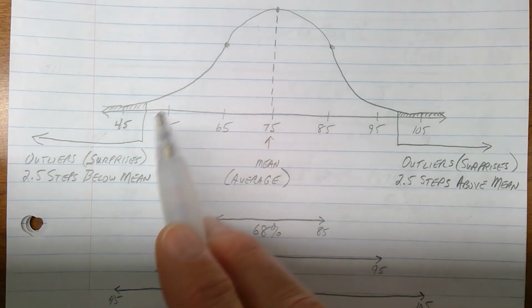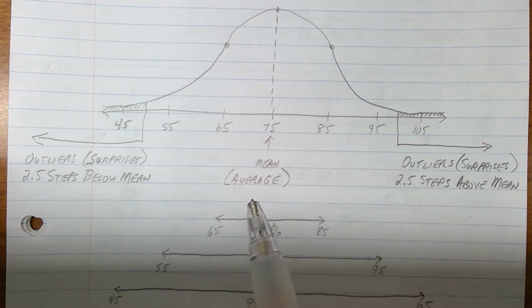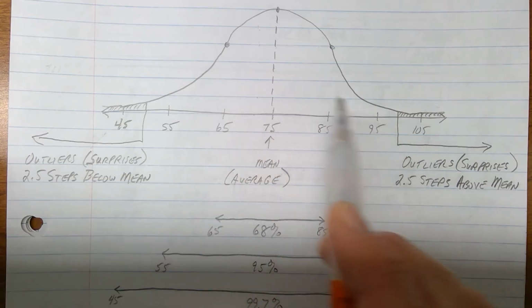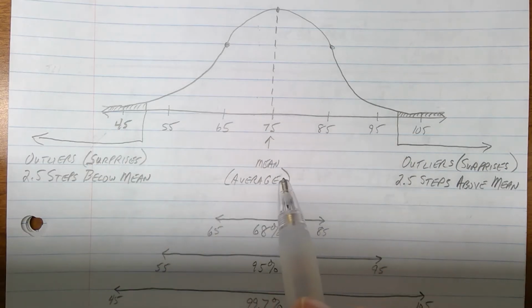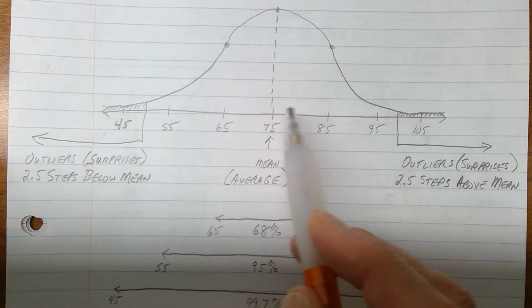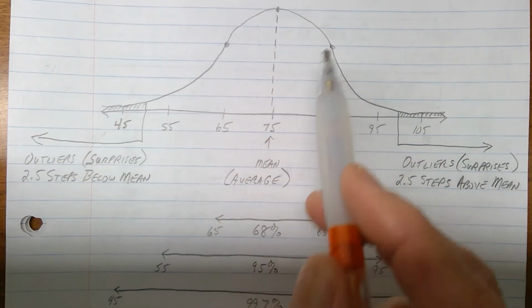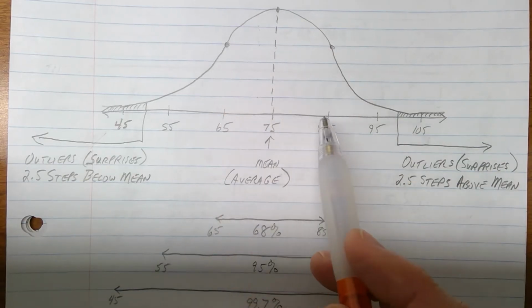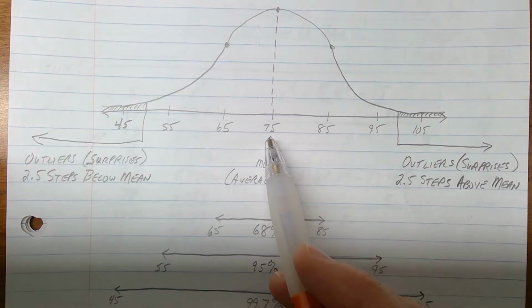Now this covers almost everybody in the room. If there's 100 students taking the test, this should cover all 100. They should all be under here somewhere. Now most of them are right here. This is the high point of the curve. Most of them are within 1 standard deviation of the mean.